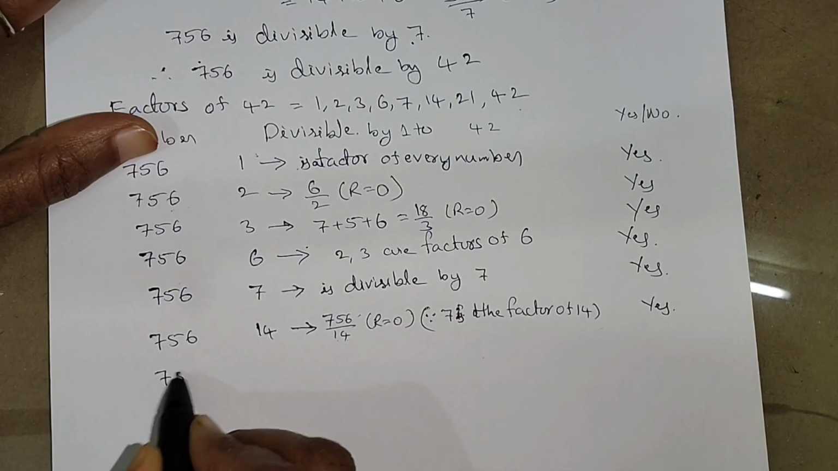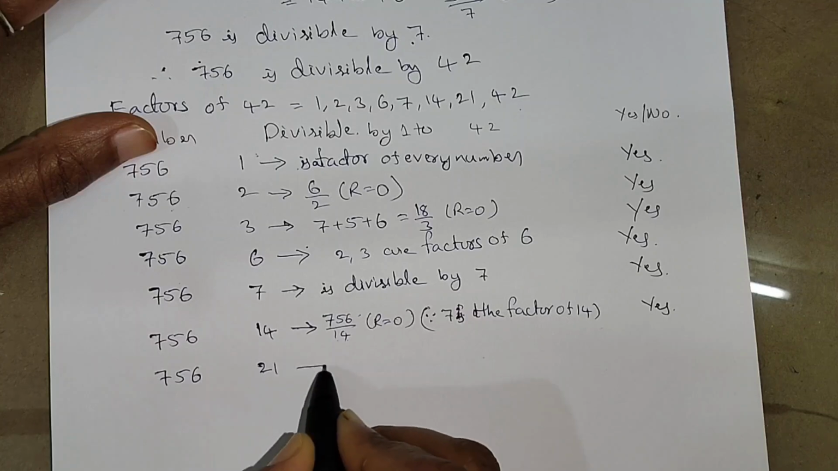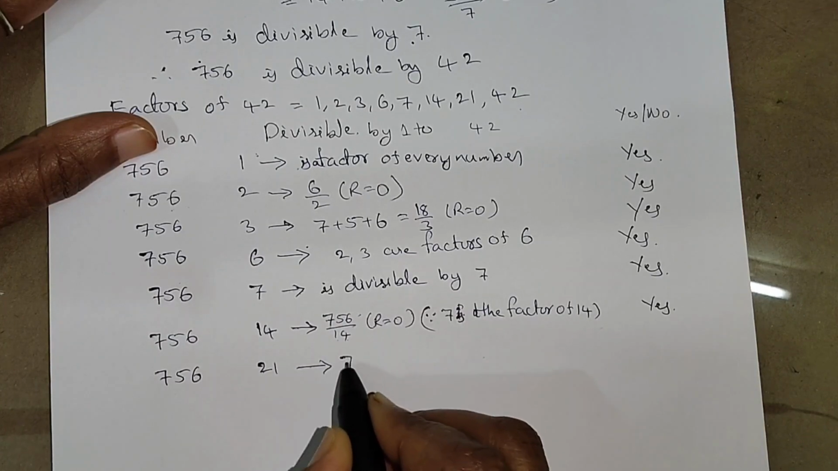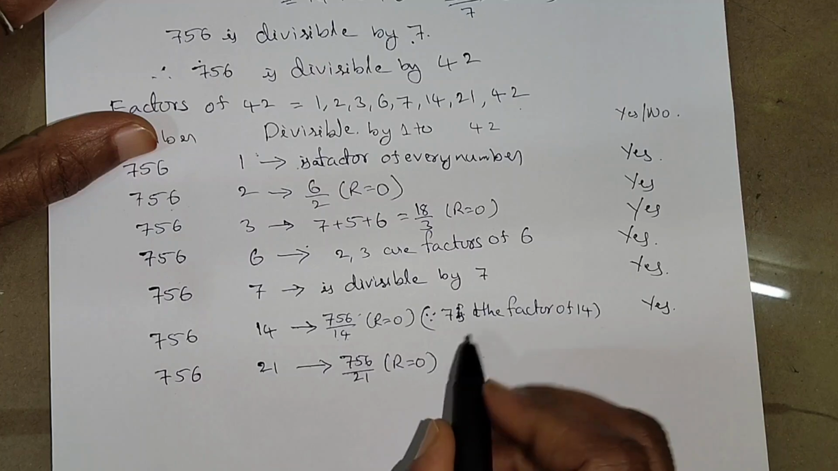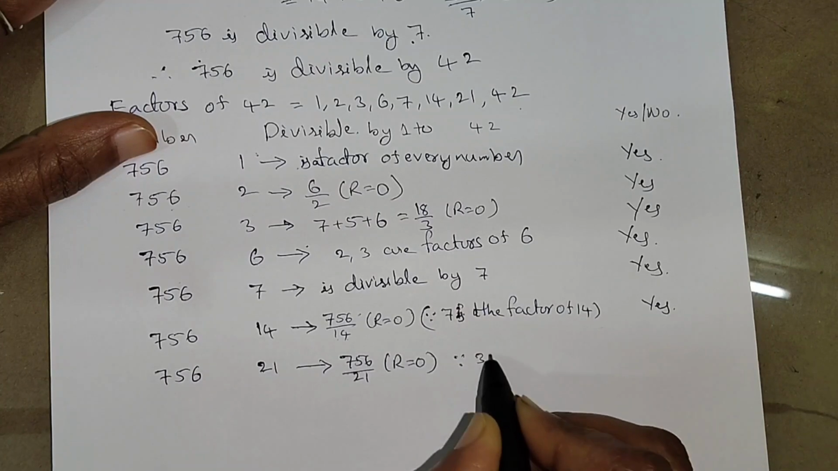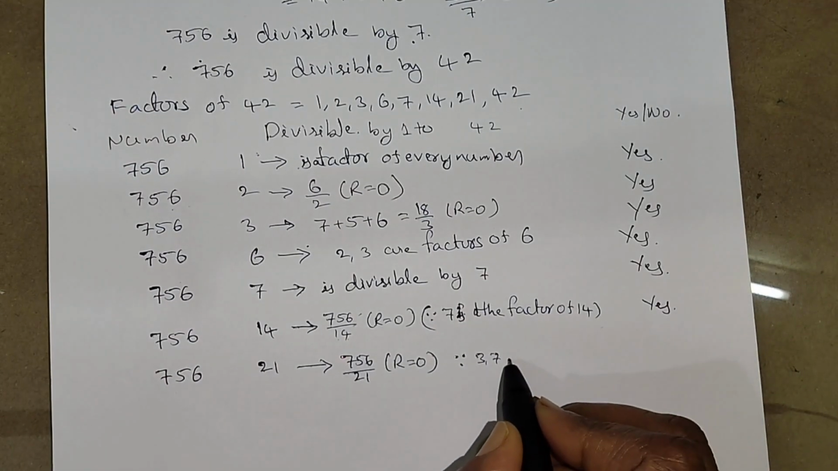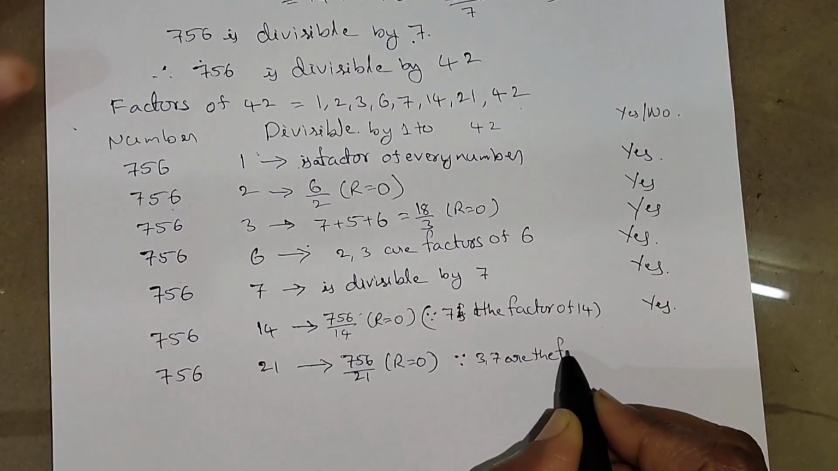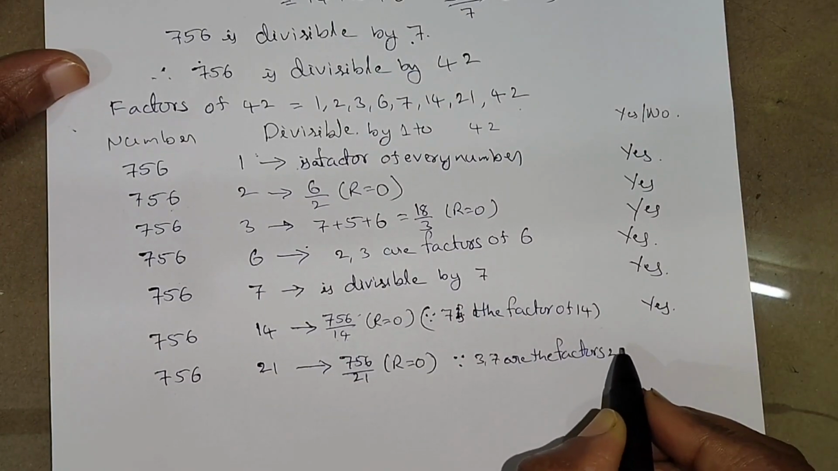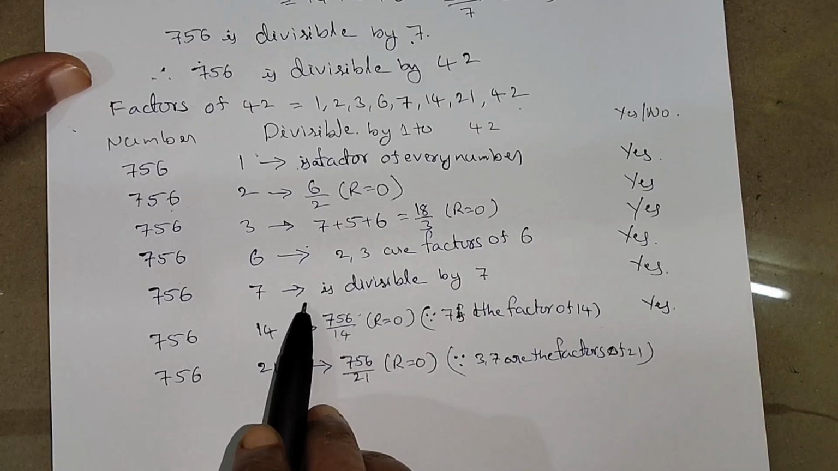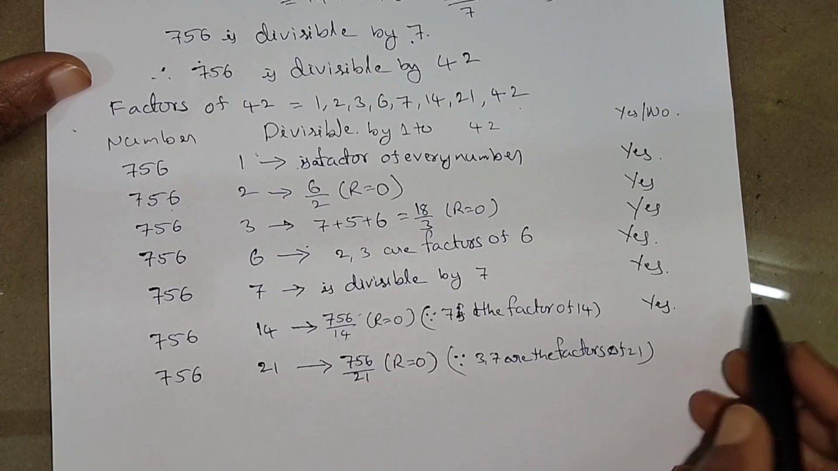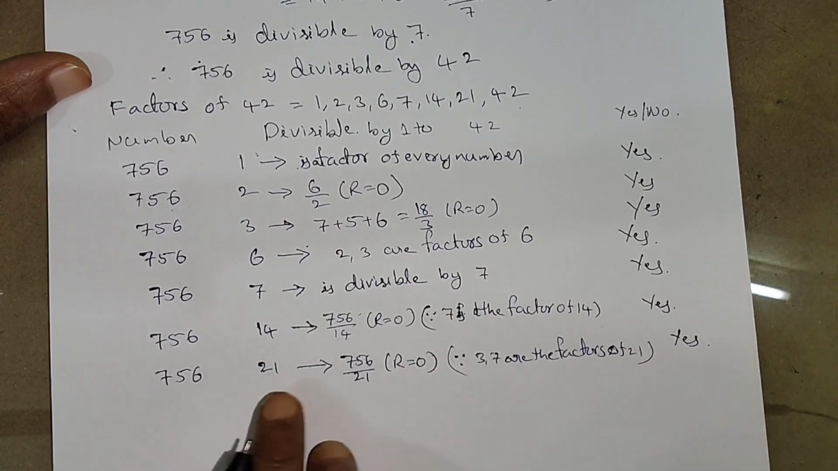Next 756. Next number 21. 756 is divisible by 21. The remainder is 0 because 21 is equal to 3 into 7; 7 threes are 21. So 3 and 7 are the factors of 21. Already this number is divisible by 7 and divisible by 3. So this number is divisible by 21.